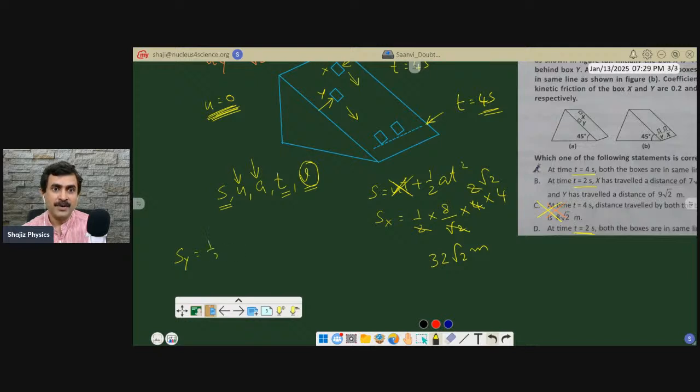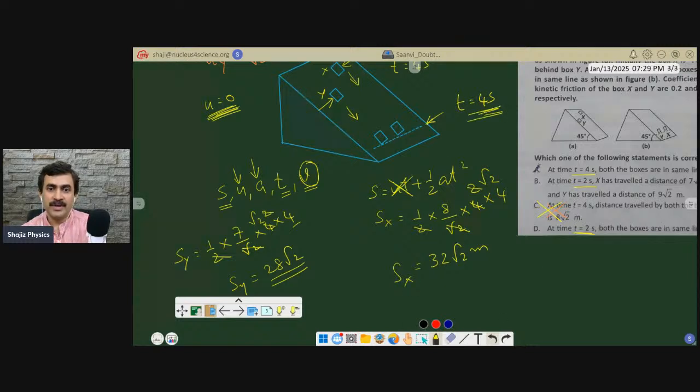Now half into acceleration of y, that is 7 by root 2, into 4 into 4, 4 square, t square. So again, 2 cancels in 4 two times, root 2 cancels in root 2 times. So 7 into 4, that is 28 root 2. Okay, that is the displacement of y, and this is the displacement of x after t seconds.